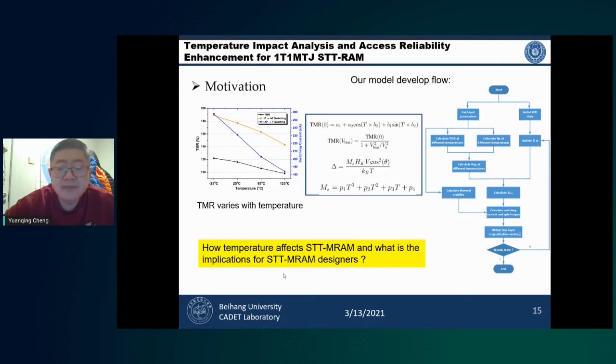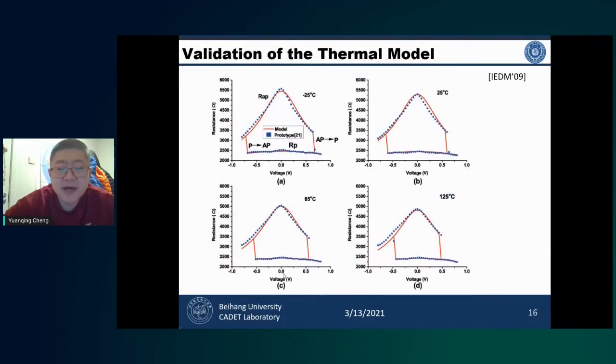But before we can perform our circuit simulations, we have to validate our result. This is the validation by comparing our simulation data with the experimental measurements published at the IEDM conference. From this figure, we can observe that our thermal-aware device model coincides very well with the measured data from the fabricated devices. That also validates our thermal model.